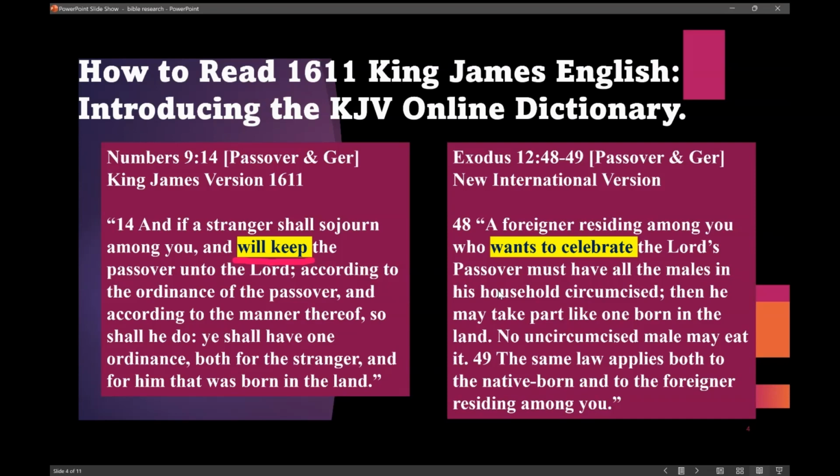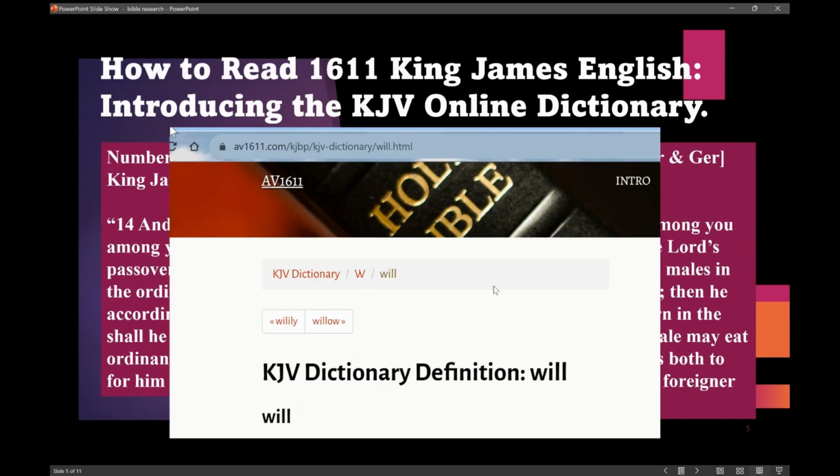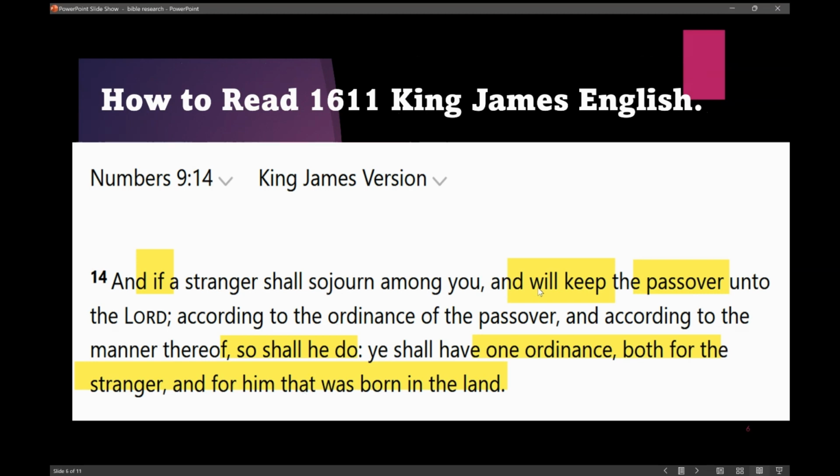So what's the solution? Well, the solution can be that English has changed since 1611. So let's look. What you do is look up the letter W, go to the KJV Dictionary, press the W button, and type in the word you want, "will." And there it goes. It drops over there, and that will help you answer this question. You'll be asking yourself, what does the word "will" mean in this? "Will keep": does it mean "must keep"? If a stranger shall sojourn among you and will keep the Passover.